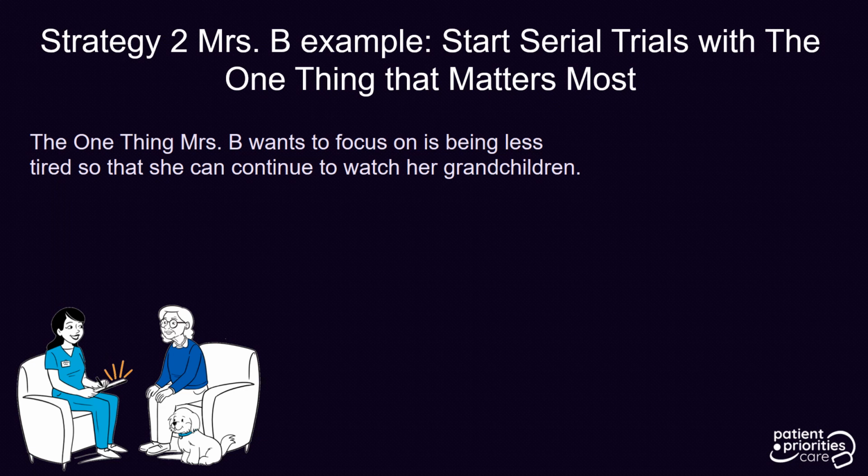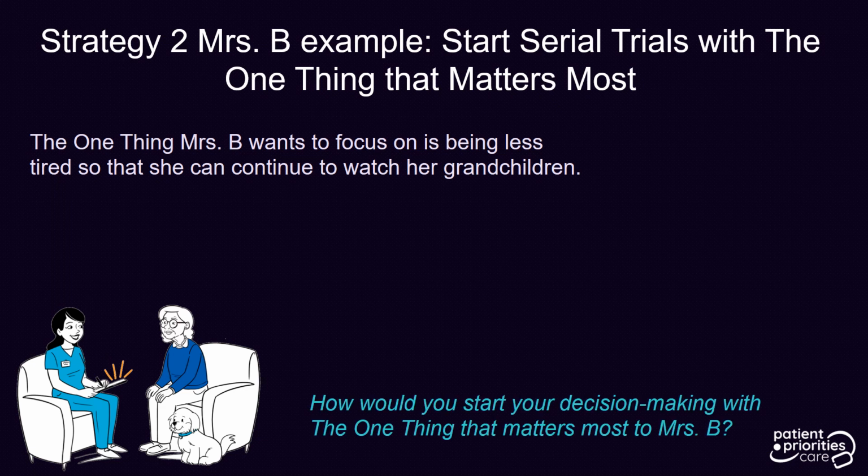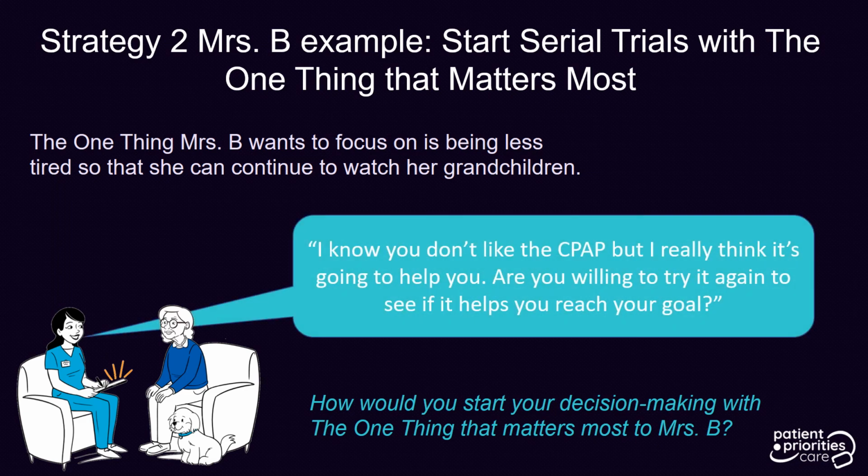This led us to focus on identifying what the patient felt was the most bothersome symptom or health problem that was keeping them from their most desired health outcome goal or activity. We start with the one thing. For Mrs. B, the one thing she wanted to focus on was being less tired so that she can watch her grandchildren. One of the serial trials we suggest here is retrying something she felt was burdensome, her CPAP machine.